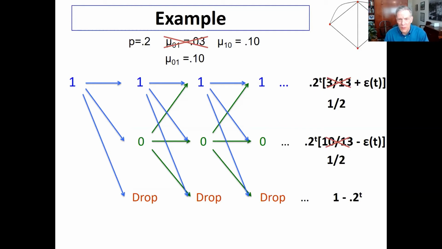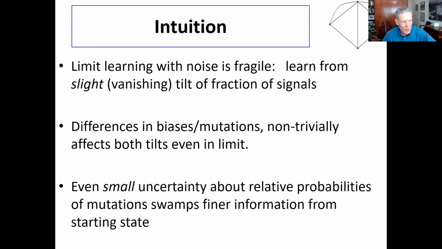I'm trying to get information off of small differences in these relative rates, and now I've got large uncertainty about that. Even small uncertainty about the mu's translates into large uncertainty about what that relative ratio is. And so that precludes learning. Basically, limit learning from noise is very fragile. You're learning from a slightly vanishing tilt of fractions of signals, and differences in bias and mutations non-trivially affect both of these. So even small uncertainty about relative probabilities makes it impossible to learn.